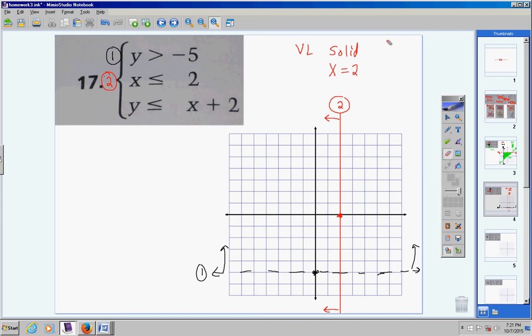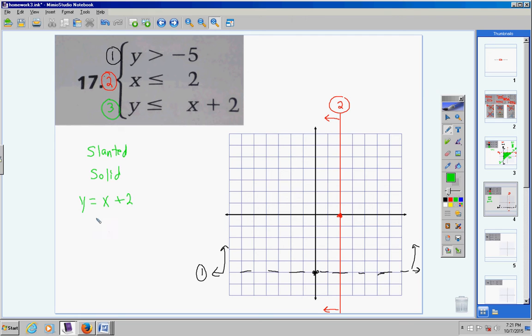Now, let's go on to inequality number 3 here. And notice we have an x and a y. So for me, I know it's going to be slanted. I know it's going to be solid. And I know I've got to use a technique other than just a vertical or horizontal line.